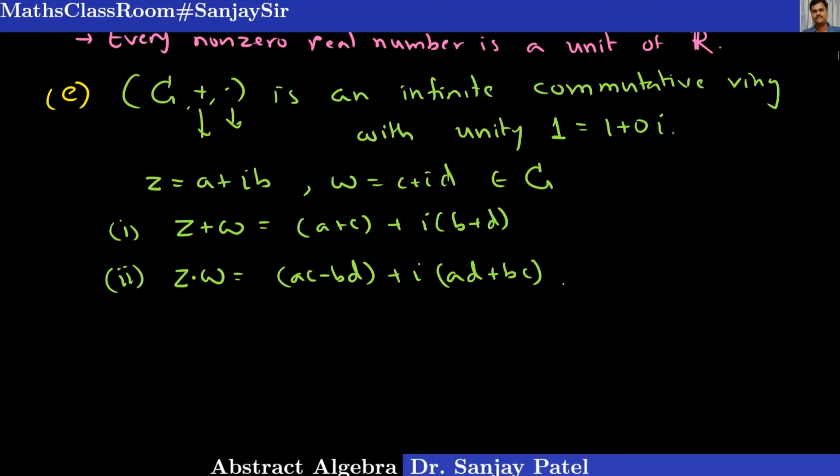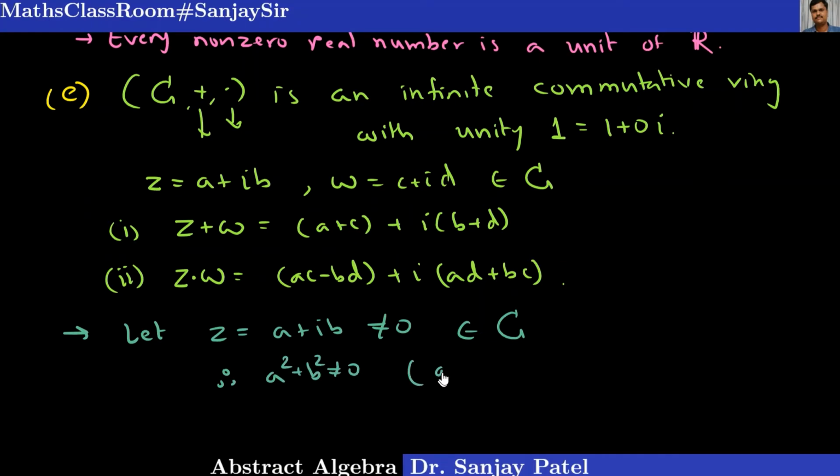So if I have a non-zero element z equal to a plus ib, which is not zero in C. Okay, a plus ib is not zero means either a is not zero or b is not zero, or a and b are not zero simultaneously. So therefore, we must have a square plus b square not equal to 0, because either a is not equal to 0 or b is not equal to 0. I can say a square plus b square is not equal to 0.